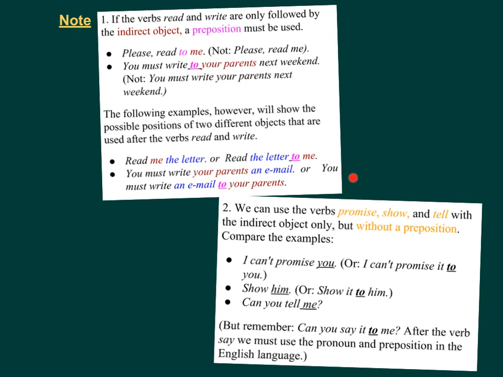The following examples, however, will show the possible positions of two different objects that are used after the verbs read and write. You can say, read me the letter, or read the letter to me. You can say, you must write your parents an email, or you must write an email to your parents.